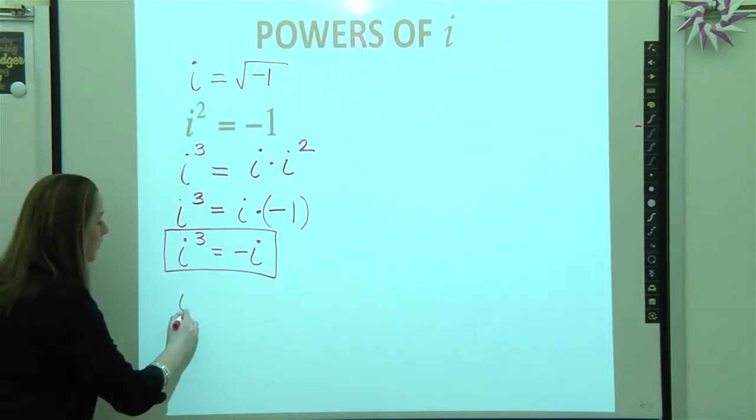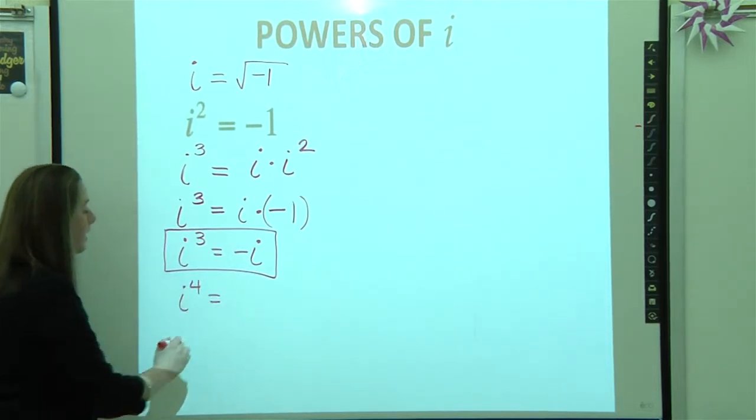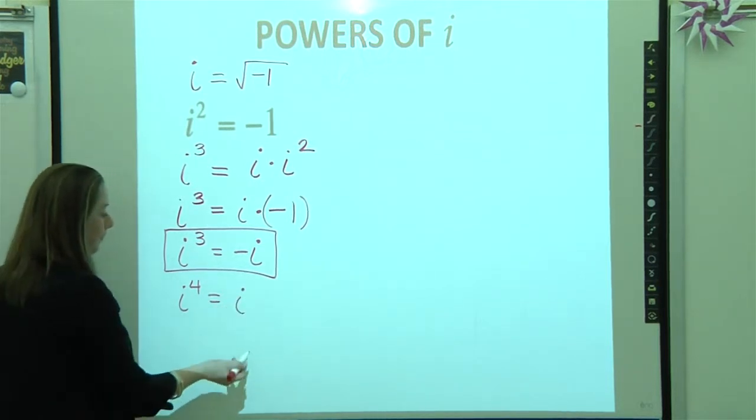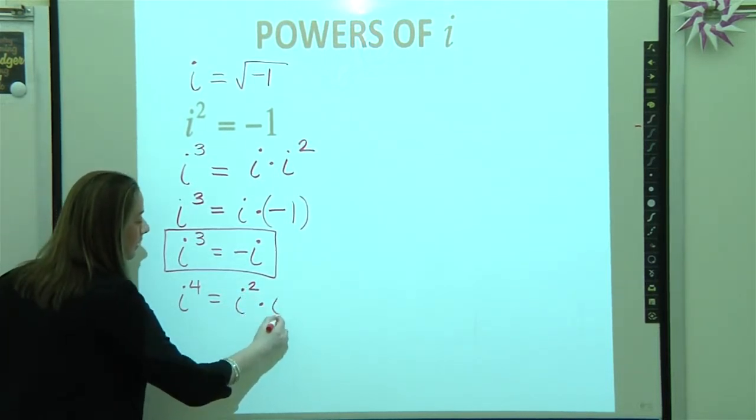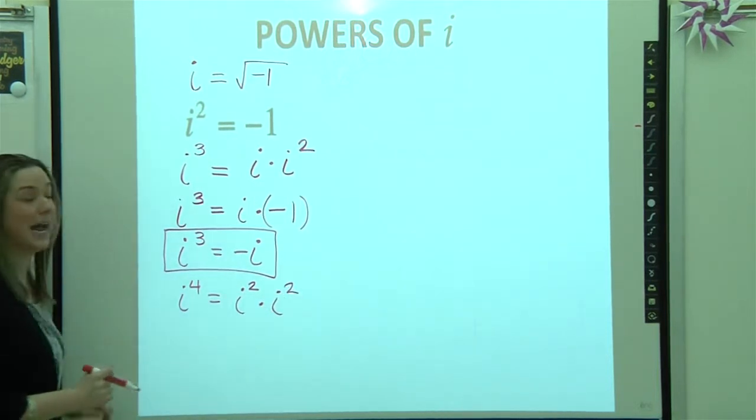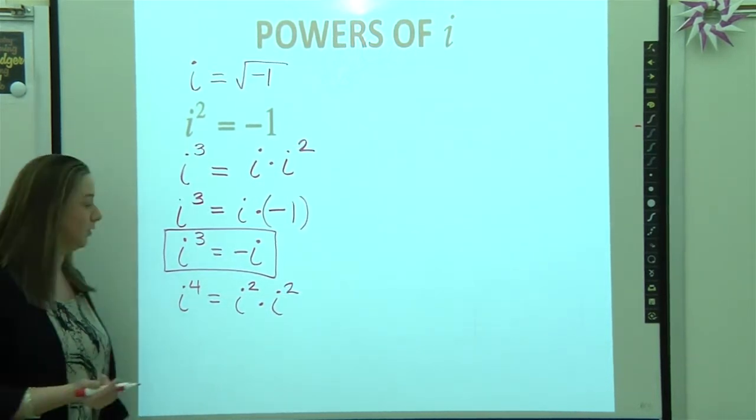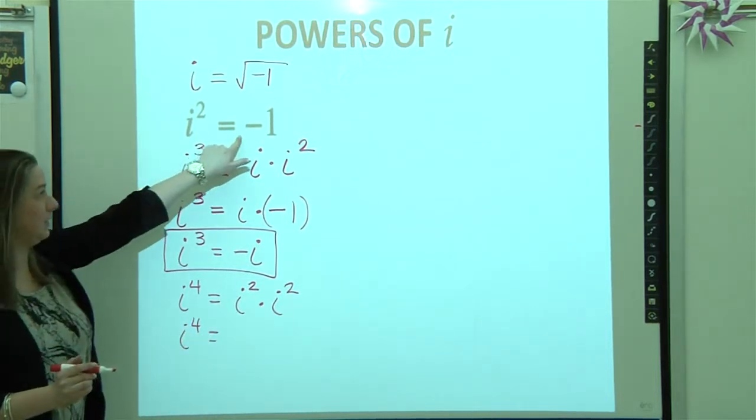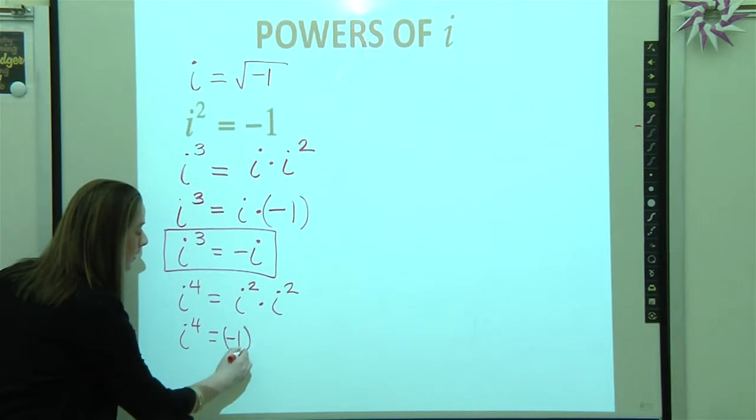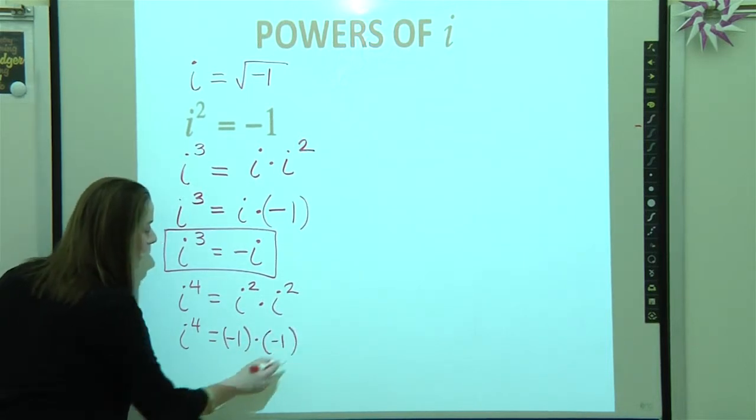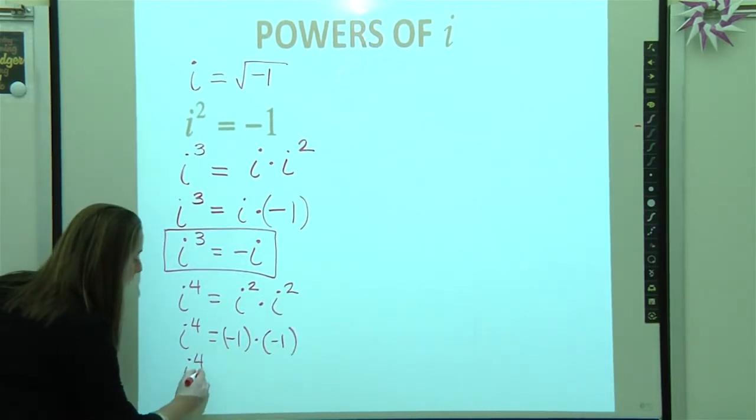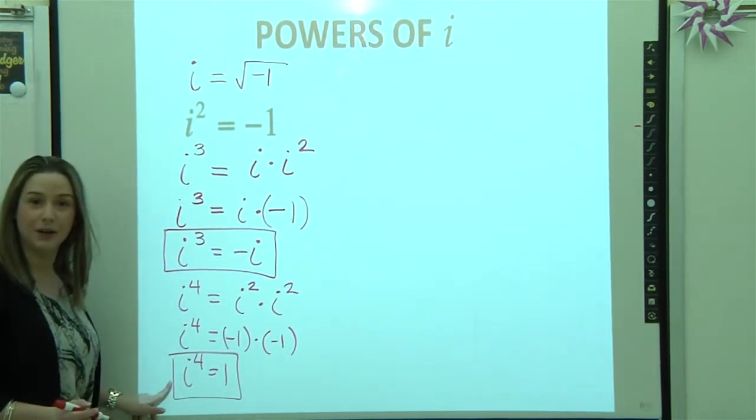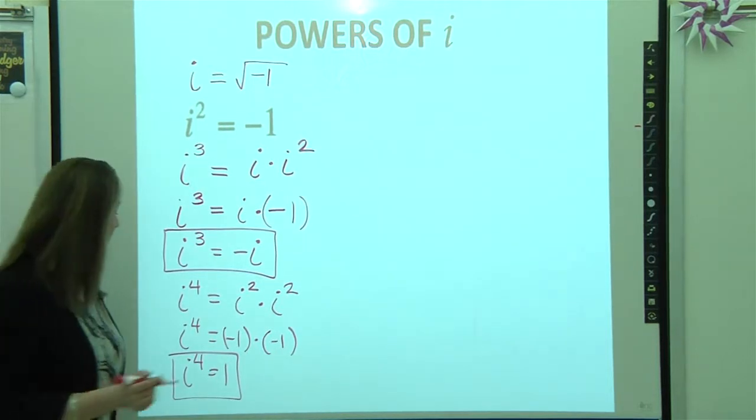Let's look at i to the fourth. Again, since we're in base i, we can think about this as i squared times i squared, since we can add the exponents using our exponent rules. So i to the fourth is going to equal i squared, which is negative 1, times negative 1, which is going to be positive 1. So i to the fourth is 1. Let's keep going.